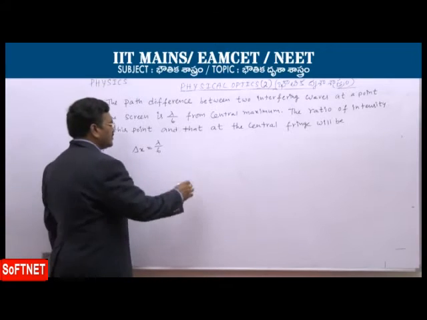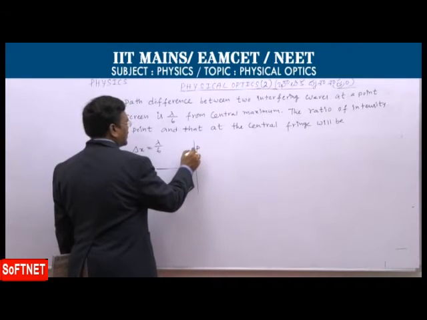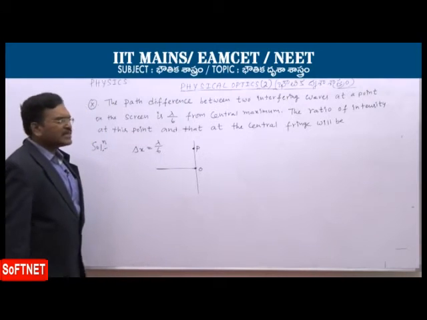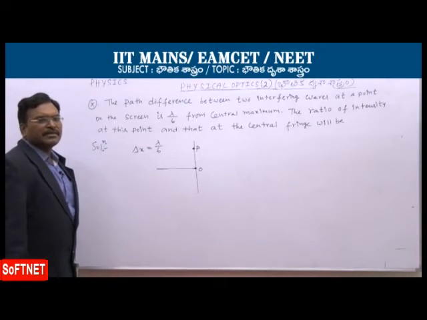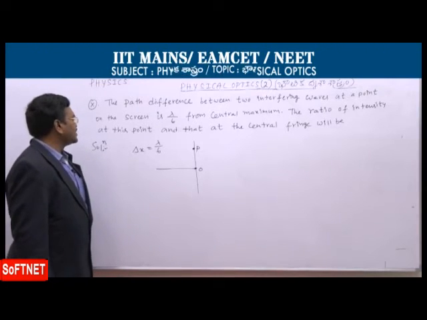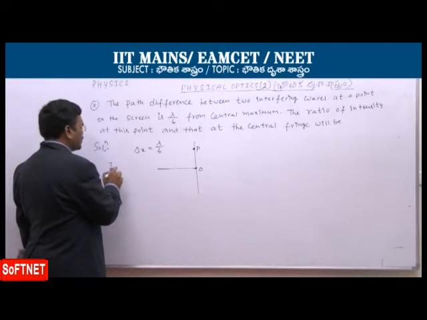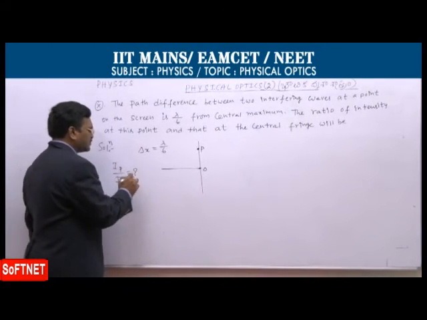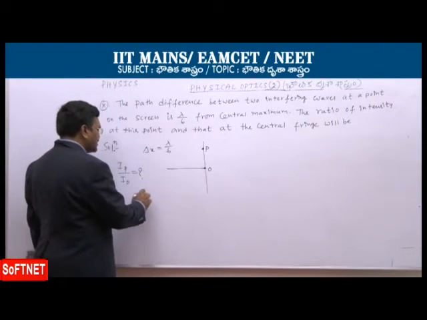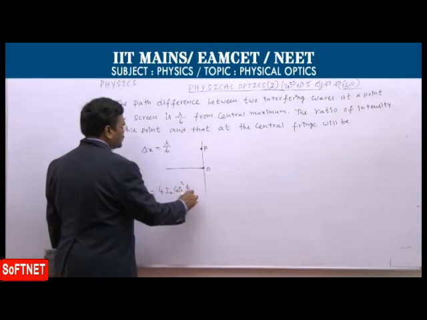Now, we have a screen like this. It is the central maximum. Suppose P is a point like this. Here the path difference we know. This is the central fringe. At the central fringe, what is the intensity? Maximum intensity, 4I0. Now we want to calculate the ratio of intensity at this point and that at the central fringe. So we want intensity at point P by intensity at O. In general, what is the formula for intensity? Intensity is equal to 4I0 cos square phi by 2.